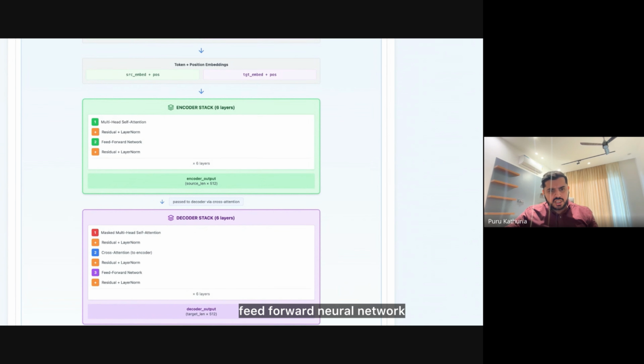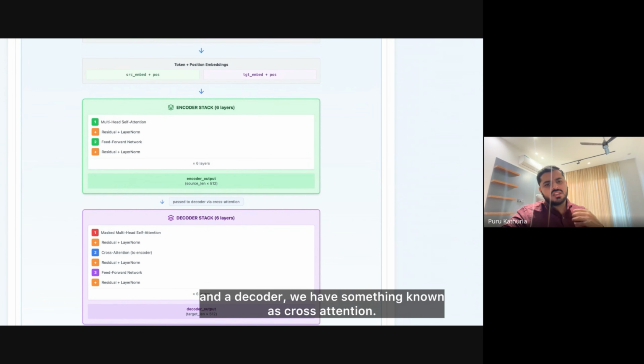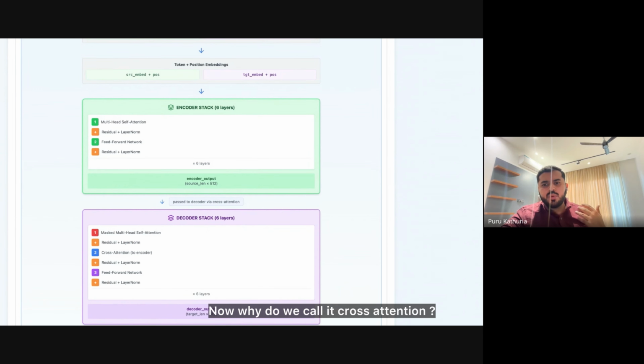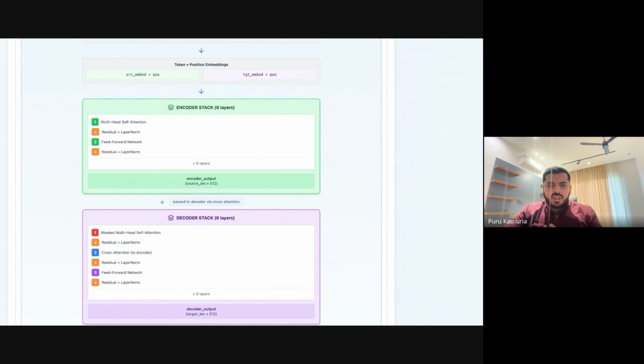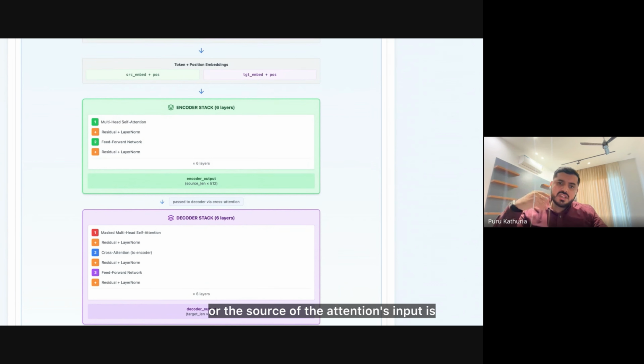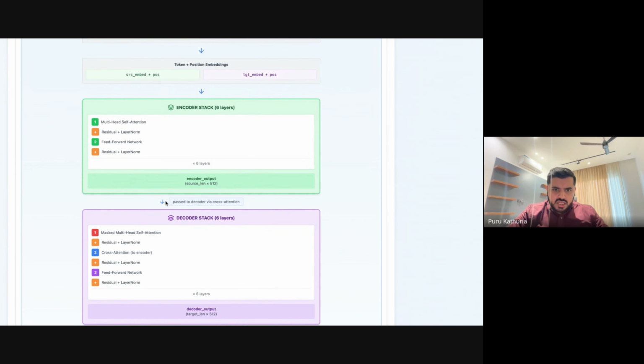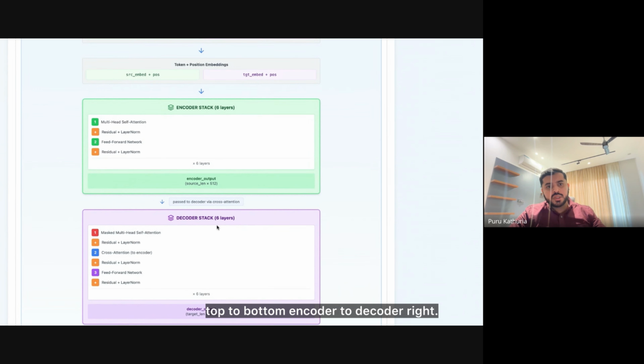Then we have the feed-forward neural network, and obviously, after every sub-layer, we keep doing the residual and layer normalization function, right? Now, to bridge the gap between an encoder and a decoder, we have something known as cross attention. Now, why do we call it cross attention? We call it cross attention because the source of the attention's input is the encoder, right? We can say that the information is flowing from top to bottom, encoder to decoder, right?